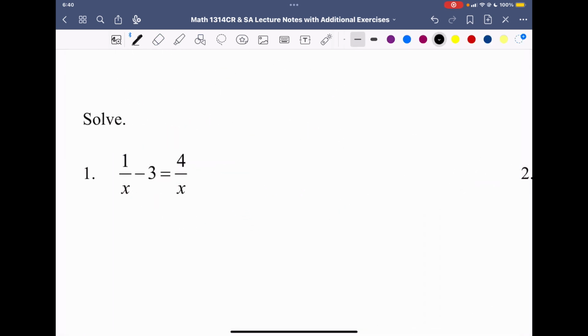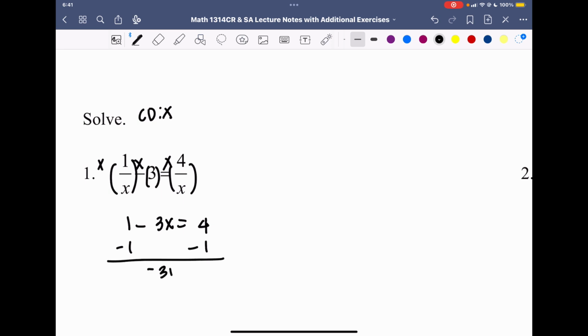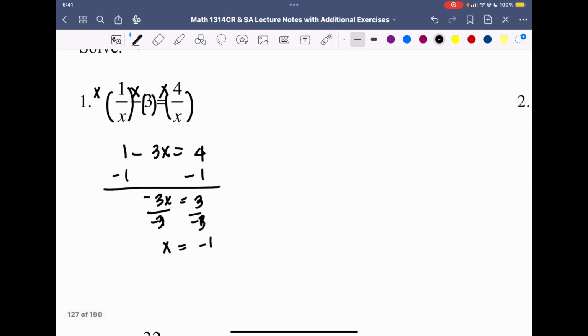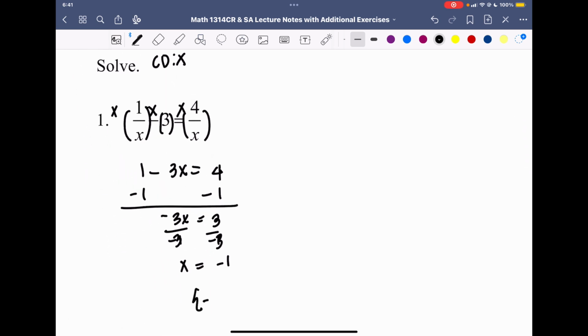Our common denominator here is going to be x. So we're going to multiply each term by x. So we're going to get 1 minus 3x equals 4. We're going to subtract 1 from both sides. Negative 3x equals 3. Divide by negative 1, or excuse me, negative 3. x equals negative 1. Negative 1 is going to be our solution.